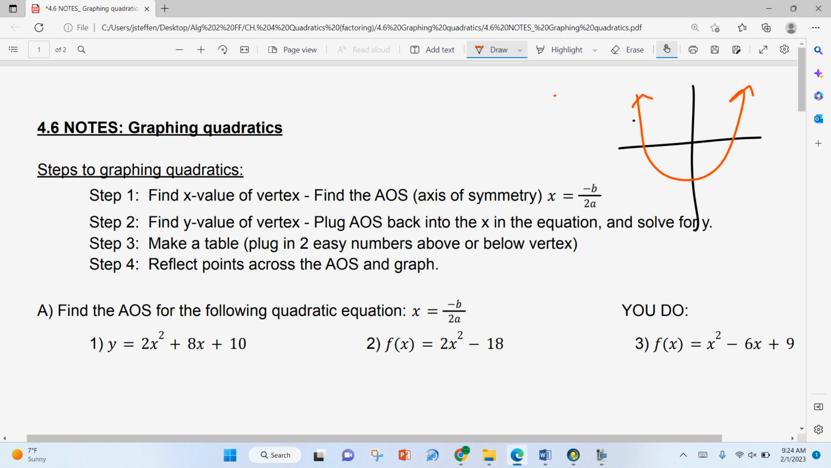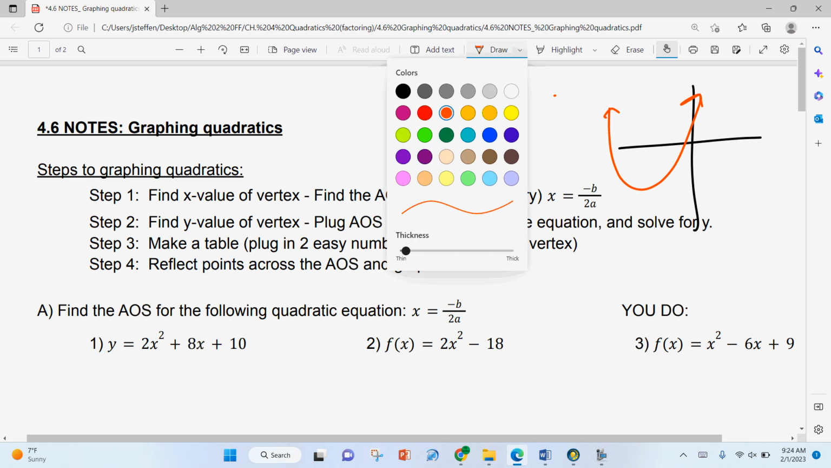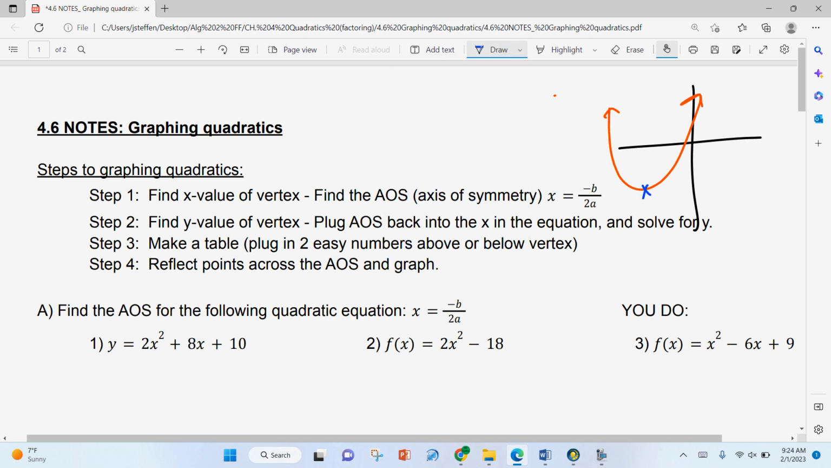There are a couple different parts of that quadratic we need to know. The vertex is the point that is either the lowest or the highest point. I always say that it's my turnaround point, where it comes back up or vice versa. For me, writing the definition of a vertex is way harder than just looking at it and saying, hey, that's the vertex.